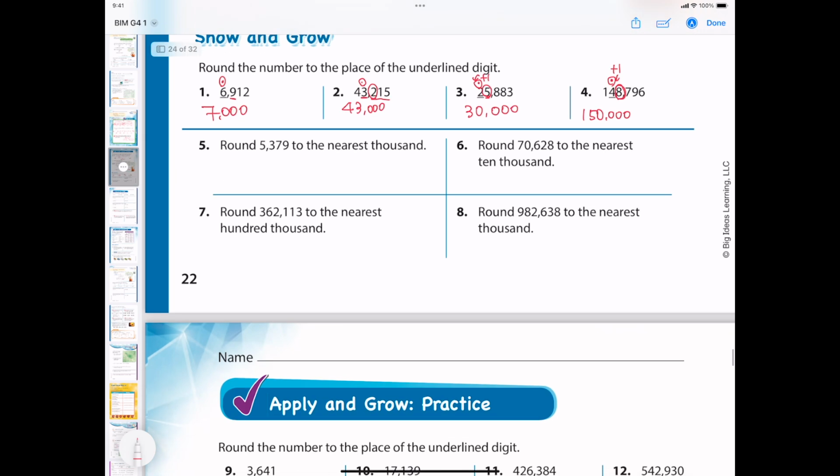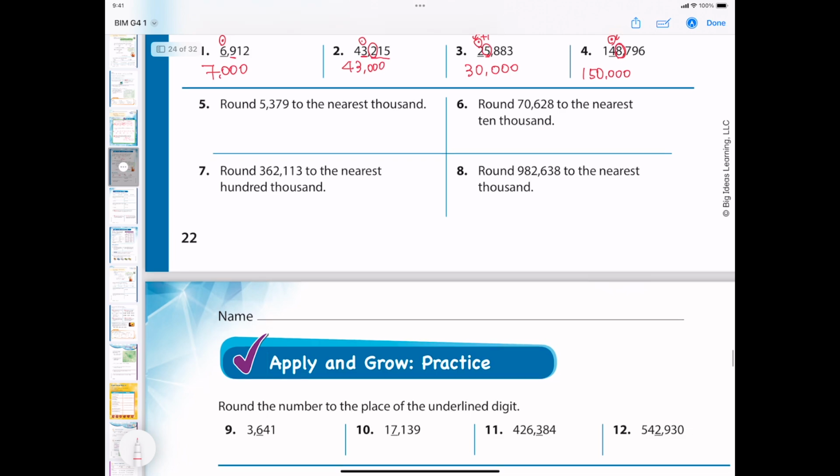All right, let's move on to number 5. Round 5,379 to the nearest thousand. Thousand here, 5,000. And what's the matter number? 3. Yep, the number right next to it, to the right side. 3 is a round down number, so I'm going to round down to 5,000. So this number is close to 5,000, not 6,000, because we are talking about the nearest thousand, okay?